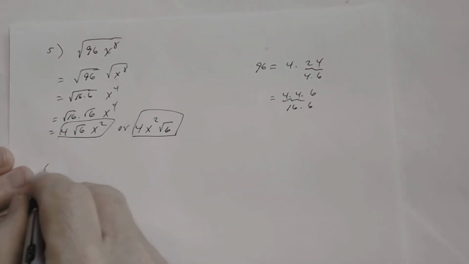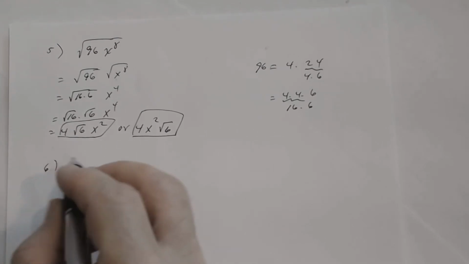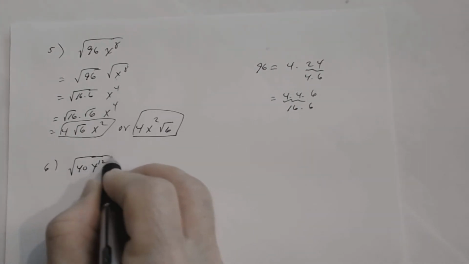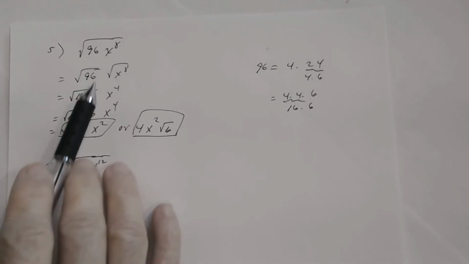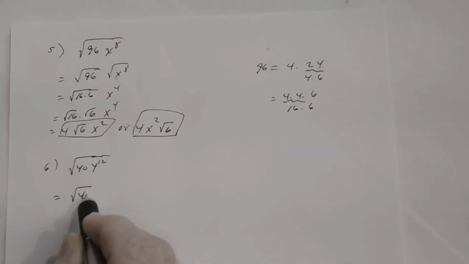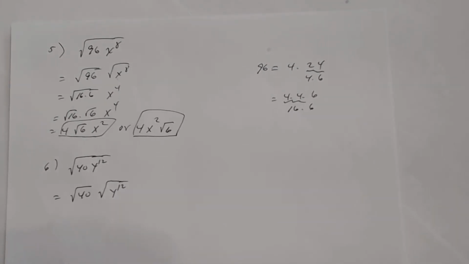Number 6, let's suppose we had the square root of 40 y to the 12th. So it's kind of like number 5, right? So I'm going to use the product rule. So I'm going to get the square root of 40 times the square root of y to the 12th. So let's look at the square root of 40.